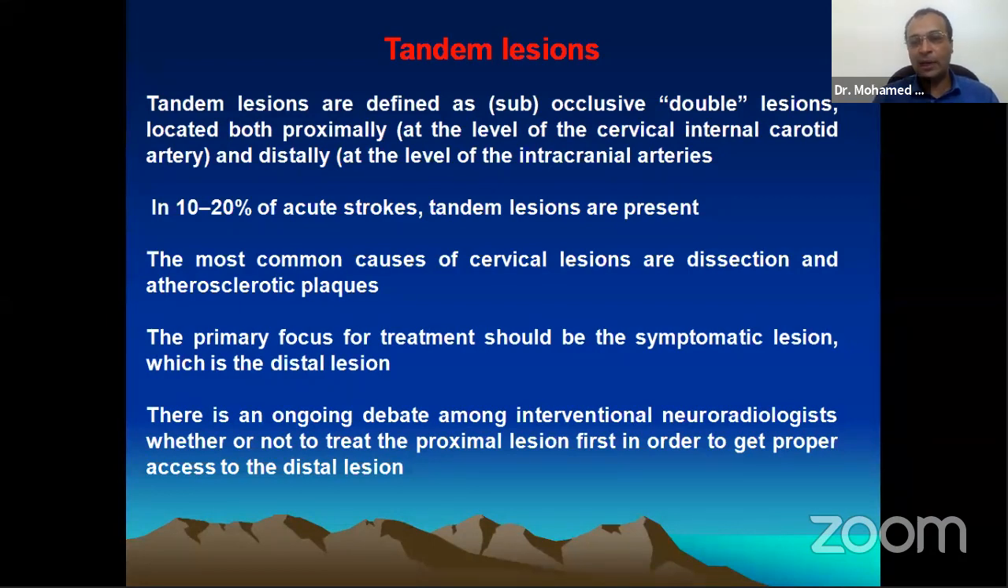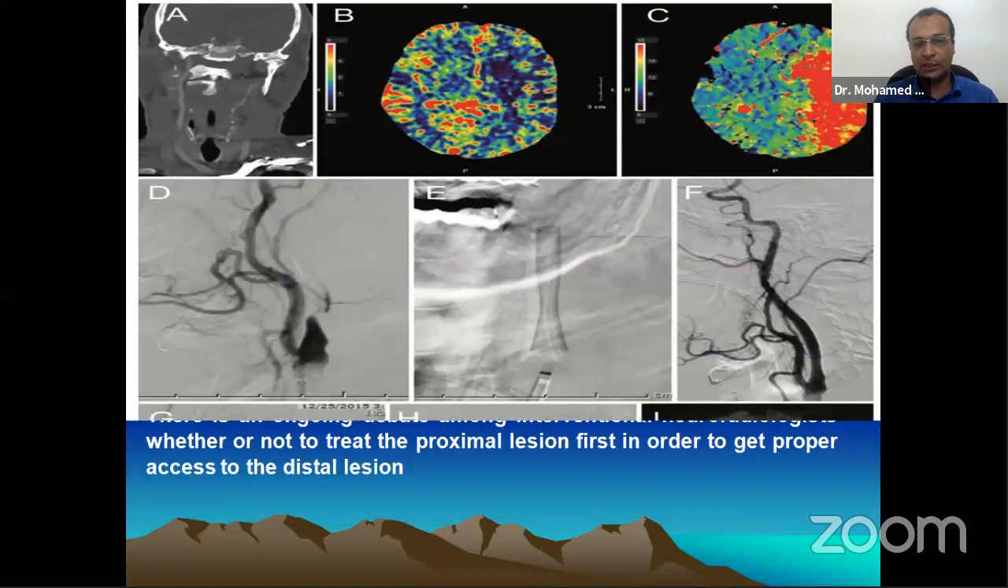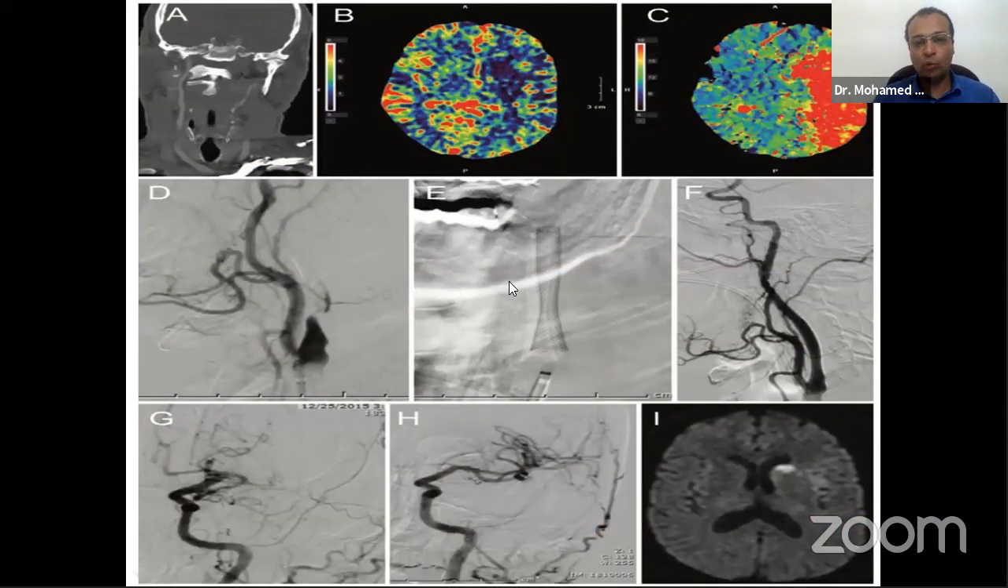After that, it comes to whether to manage the carotid conservatively or go to angioplasty with or without stenting. This is a case of internal carotid artery occlusion with middle cerebral artery occlusion.